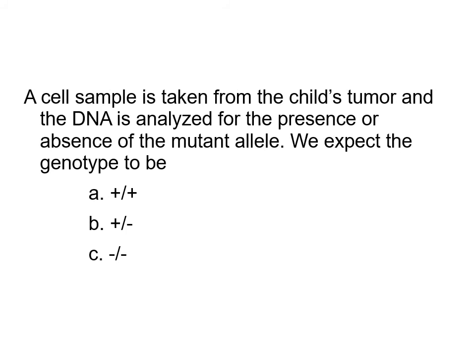The cell sample is taken from the child's tumor, and the DNA is analyzed for the presence or absence of the mutant allele. We expect the genotype to be plus/plus, plus/minus, minus/minus. The tumor contains the cells that have lost the wild-type allele by one mechanism or another and are now homozygous for the mutant form of the gene and therefore subject to the development of the disease.